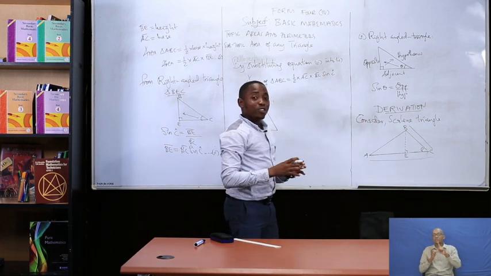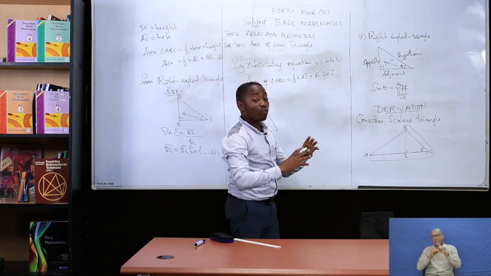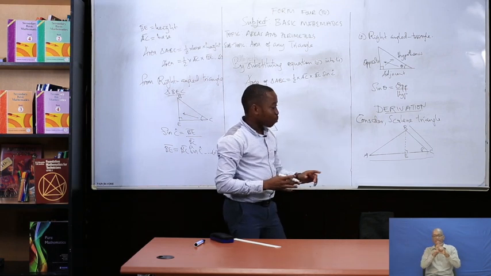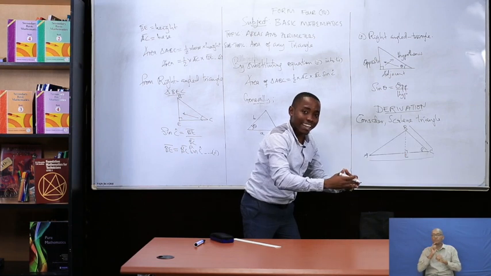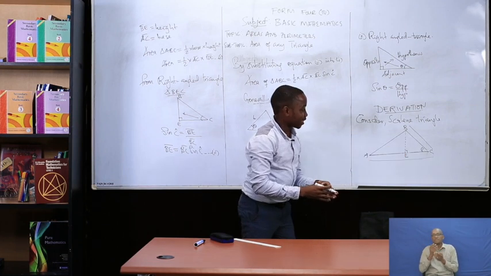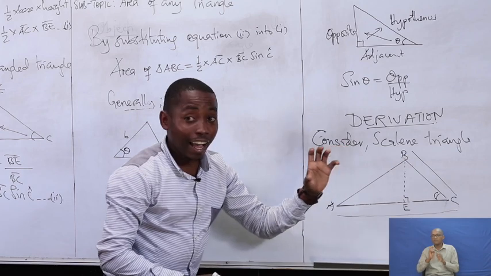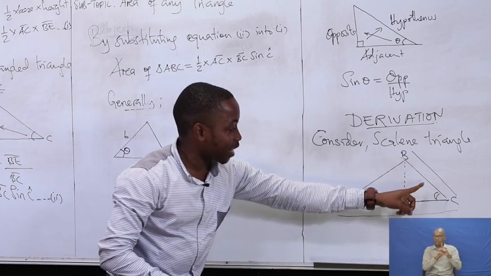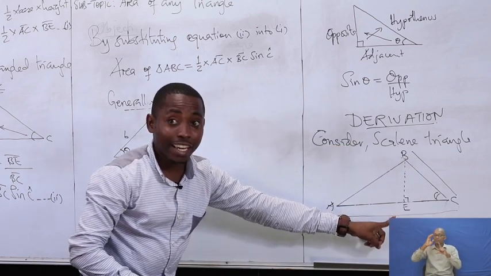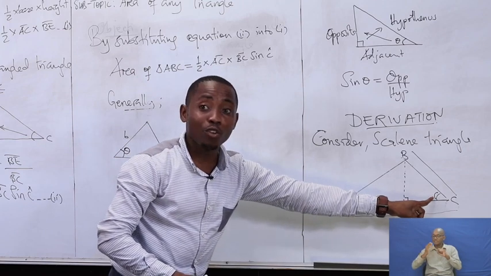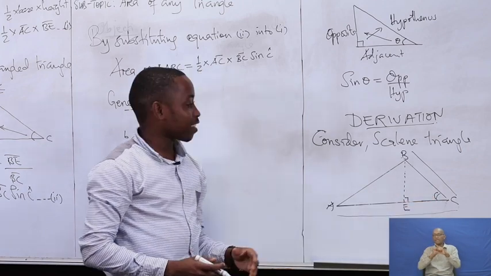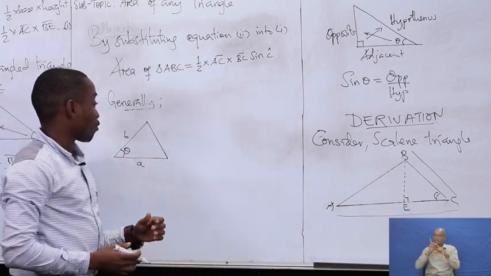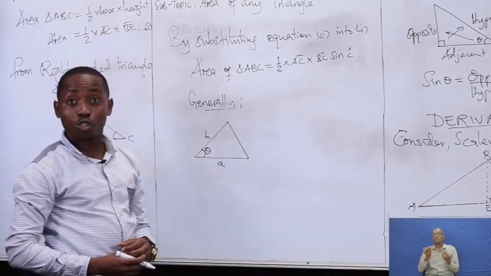So in order to get the area of any triangle, you must have two sides and the included angle, the angle between the two sides. So you take a half multiplied by the first side, multiplied by the second side, and the sine of the angle between those two sides where they intersect. The answer that you get will be the value of the area of the whole triangle.